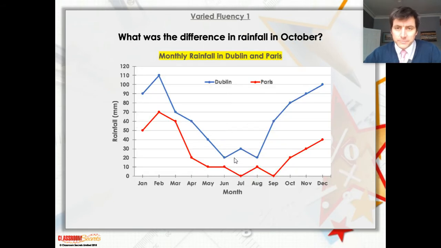Okay. So if we compare some rainfall here between Dublin and Paris, this one's not particularly private, peaceful themed, but we have these two sets of information, and we look at about October. So if we go to here where it's October, what's the difference? Well, we can see the red value for Paris is 20 millimeters, and the blue value for Dublin is 80 millimeters. So it's 80 subtract 20, which would be 60 millimeters.